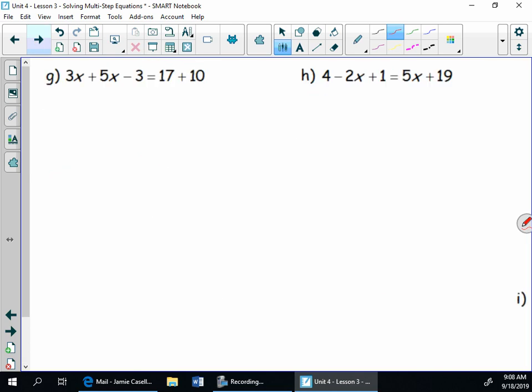Give it a try, pause it, see what you can do with these ones. A letter, a letter, a number, a number, a number. Well, these are good. This is the problem right here. Let's move it over.